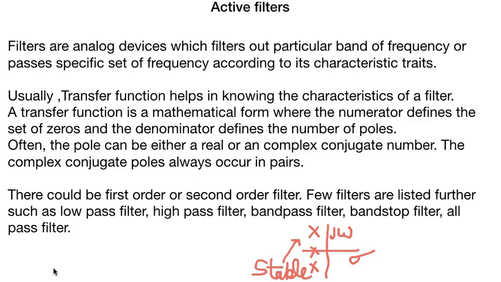There could be a first order or second order filter. A few filters that we listed below are low pass, high pass, band stop, and all pass. Earlier we have discussed that an integrator is a low pass filter. It passes all the low frequencies and stops all the high frequencies. A differentiator is a high pass filter. So basically we are applying our amplifier calculations of integrator and differentiator in finding the low pass and the high pass filter and other filters. Let's look further at the different characteristics or transfer functions of these filters.